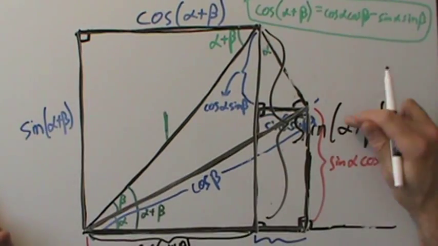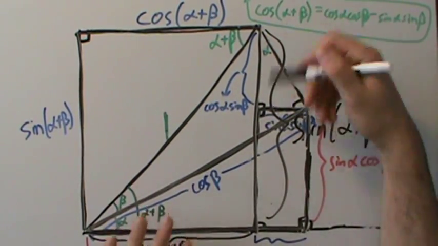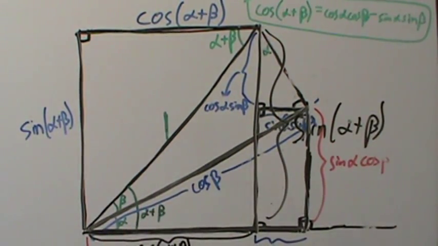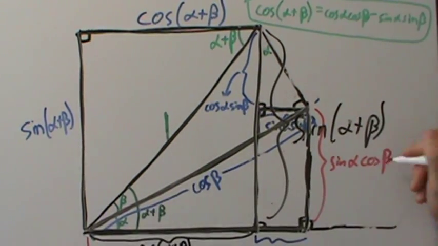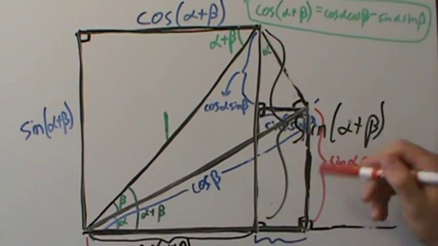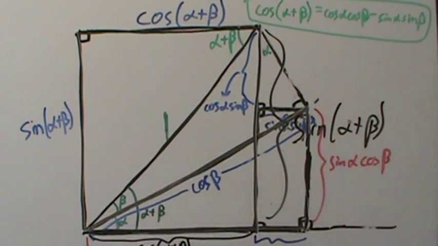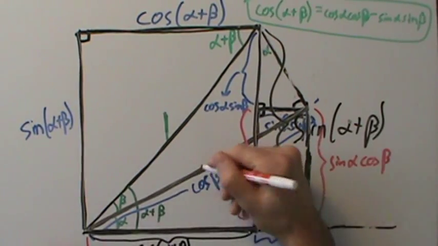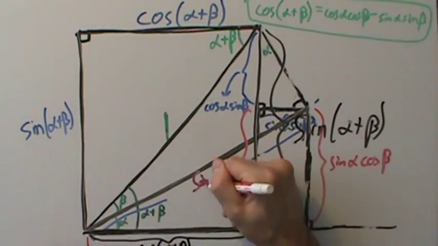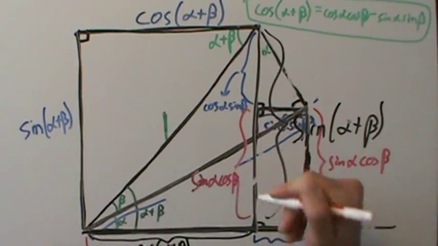It's completely ruining this picture now, but it doesn't really matter. Since the whole thing is sine of alpha plus beta, and since this piece right here is sine of alpha cosine beta, then because this right here is also a rectangle, this piece right here is also sine of alpha cosine of beta.